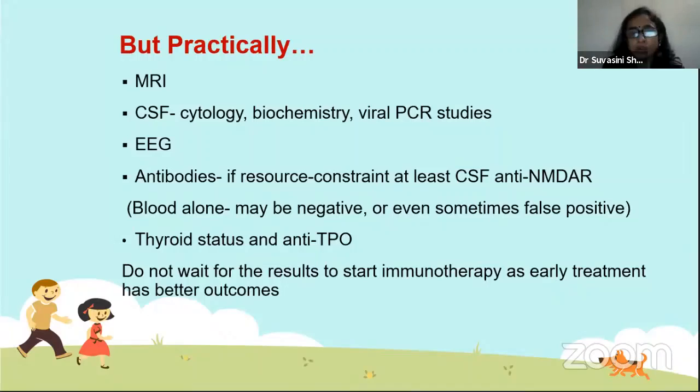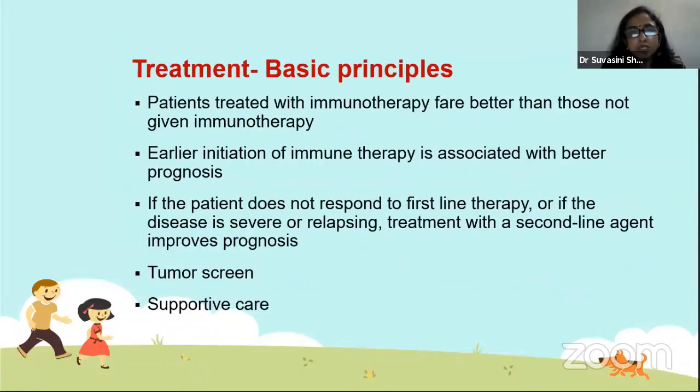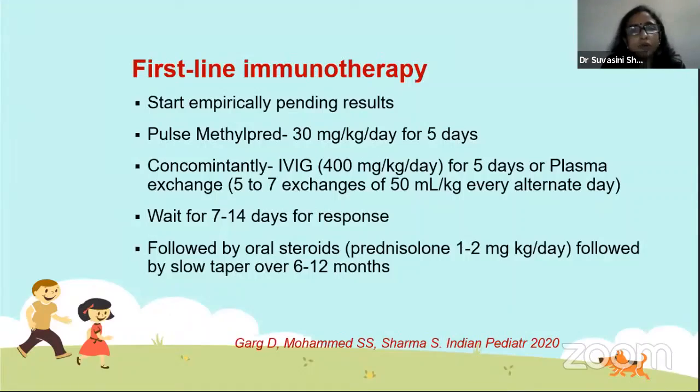And what is most important is do not wait for the results to start immunotherapy, as early treatment has better outcomes. The basic principles of treatment are that patients treated with immunotherapy fare far better than those who are not given immunotherapy. Tumor screen is important and supportive care is important. So we have to start first-line immunotherapy pending the results.